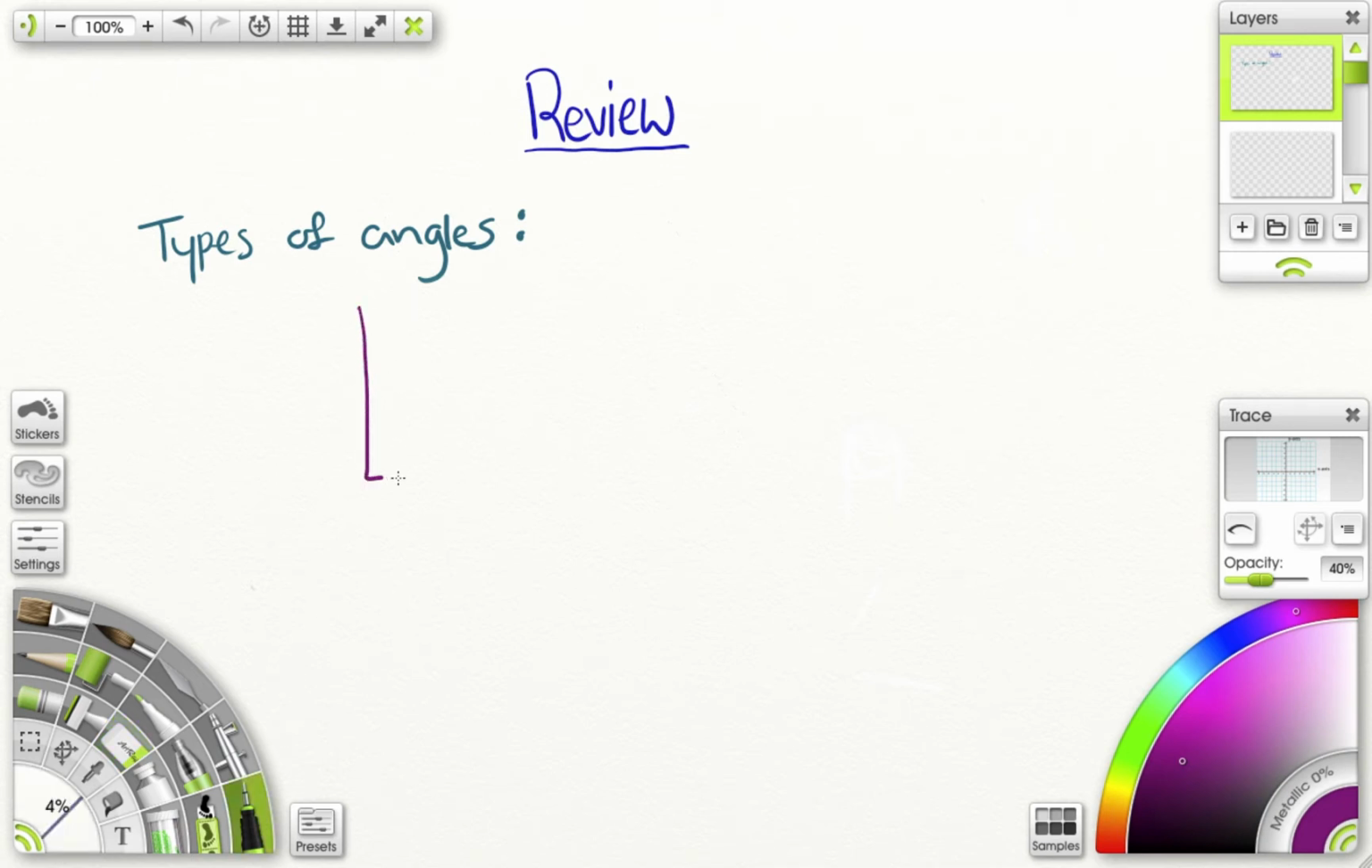We have this angle right here, which is our right angle, and our right angle is equivalent to 90 degrees, so it's exactly 90 degrees. And usually it'll have a little box in the corner telling you that it is a right angle. So if I have a triangle like this, and it has a little right angle, that is a right triangle. All right, so that is our right angle.